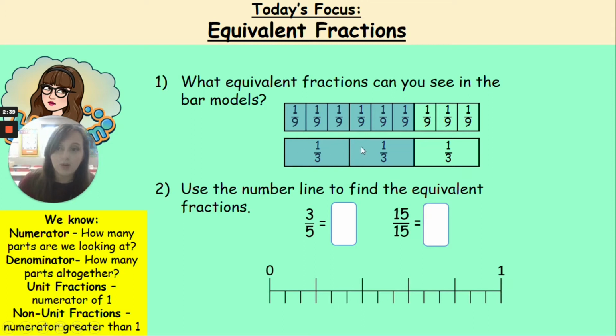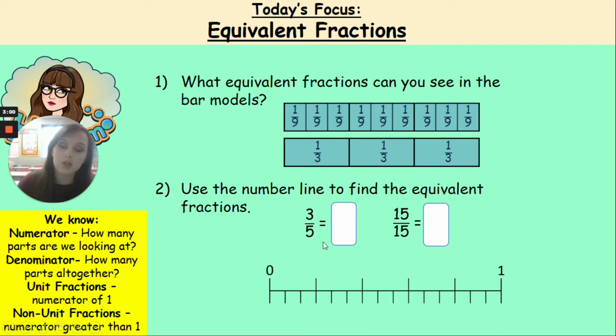If we colour in the second third, we can colour in another lot of 3/9. So 2/3 is the same as 1, 2, 3, 4, 5, 6 ninths. If we colour in the whole bar model, we find out that 3/3, 3 out of 3, is the same as 9/9, 9 out of 9.